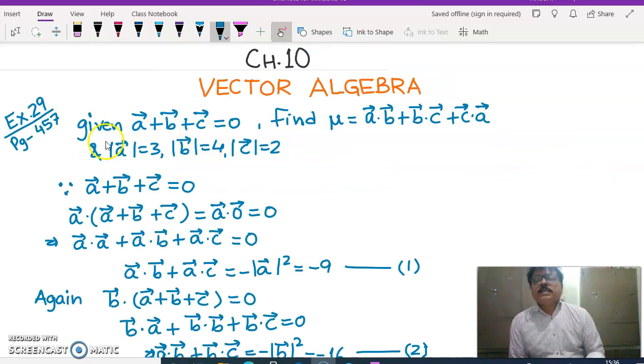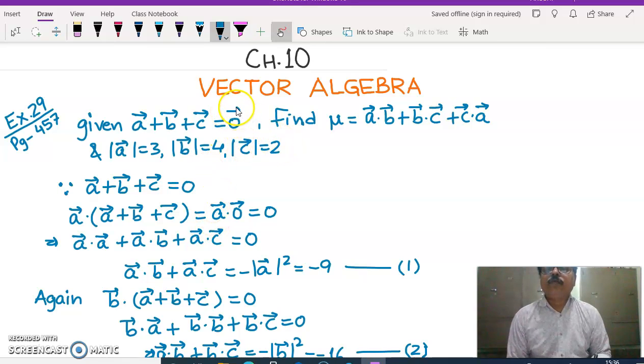So continuing with example 29 on page 457. Let me read the question first. Three vectors A, B, C satisfy the condition A plus B plus C is equals to 0. And we have to evaluate the quantity mu is equals to A dot B plus B dot C plus C dot A. It is given that magnitude of A is 3, magnitude of B is 4 and magnitude of C is 2.